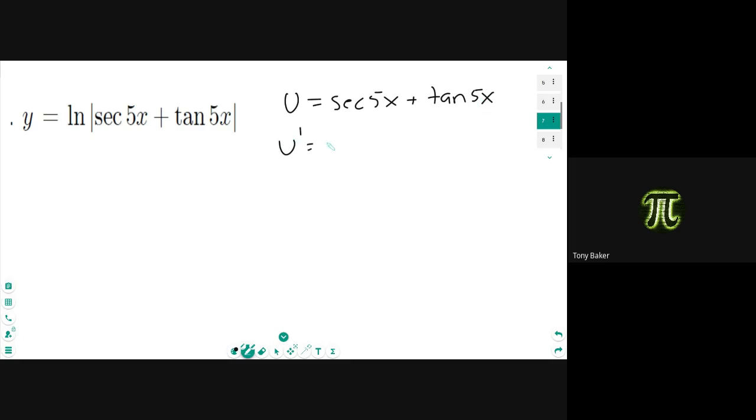What was the derivative of secant? Secant tangent, right? And what was the derivative of tangent? Secant squared, correct?